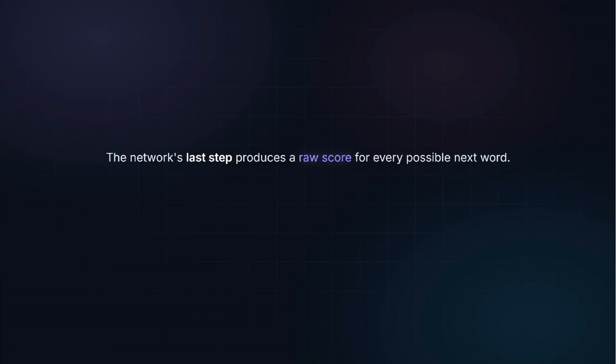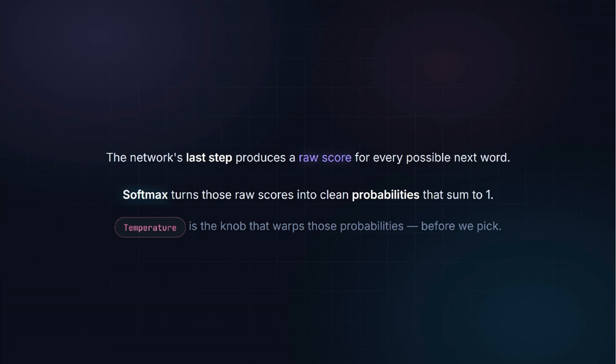That's today. Every time a model generates a word, its very last step produces a raw score for every possible next word. Tens of thousands of them. Softmax is the function that turns those raw scores into clean probabilities that add up to 1. And temperature is a single knob that warps those probabilities, making the model bold or cautious right before it picks.